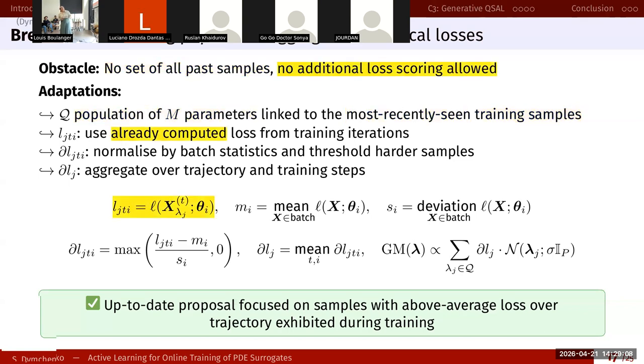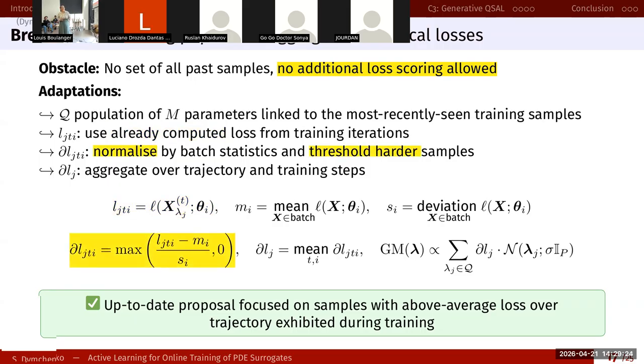And then, as we can't score the loss additionally, we can just use the already computed loss during the training. It will be historical, out-of-date loss, but still it is information which we can get for free. And then, as the loss progresses, we need to normalize it to have a better view on the value across the training. And as well, I additionally add a threshold on this loss to concentrate more on harder samples.